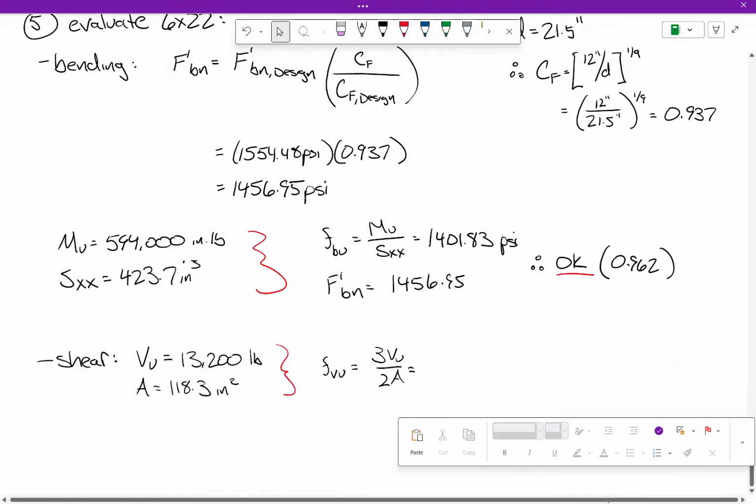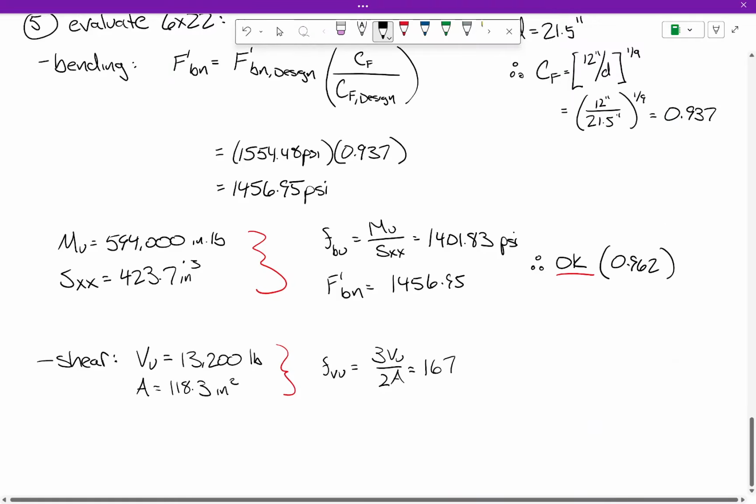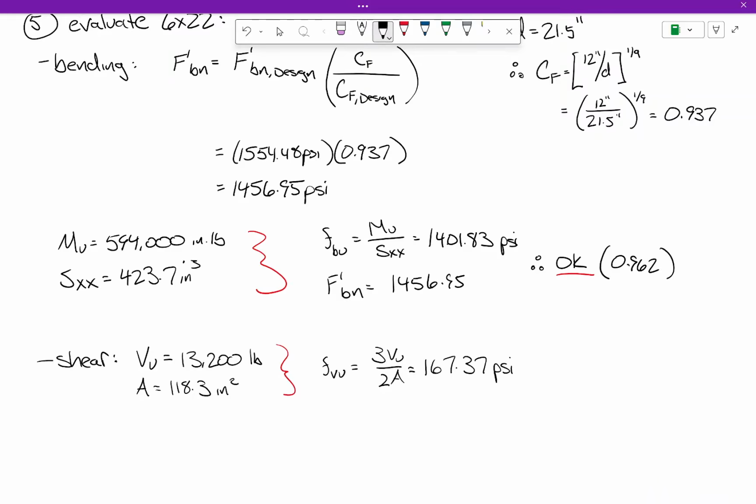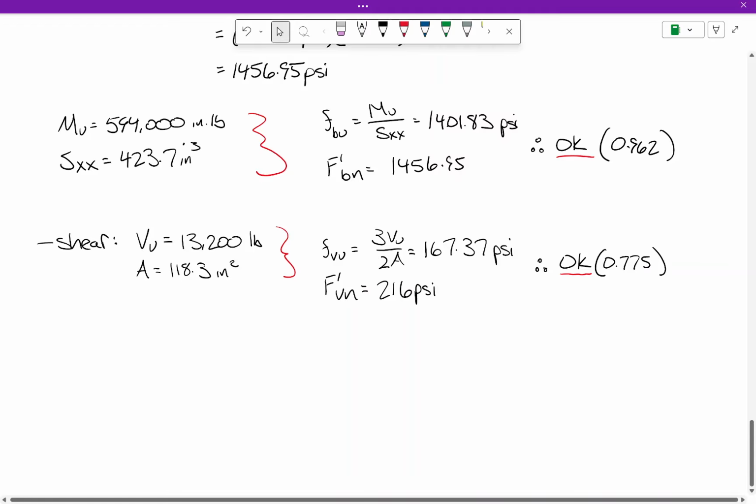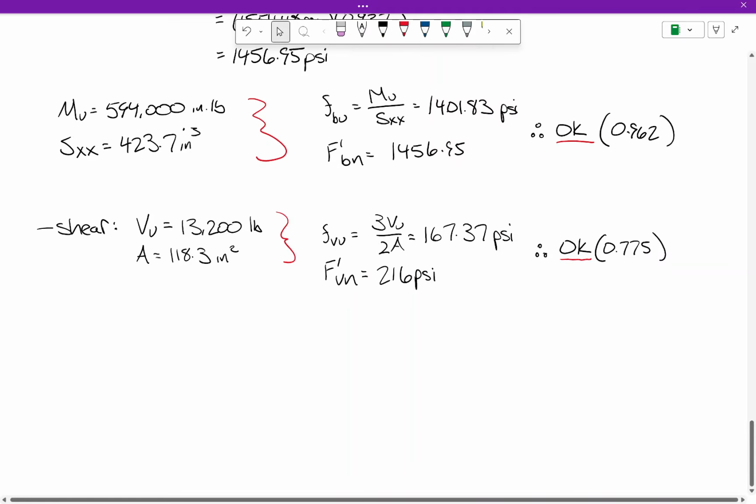So this is 167.37 psi, and if we compare that against the F'Vn, the F'Vn was 216 psi. That is okay as well. And that performance ratio is 0.775. So not bad for shear. Usually our shear performance ratio is going to be lower than bending for most normal routine cases, but it was a good bit lower. Okay, so deflection.